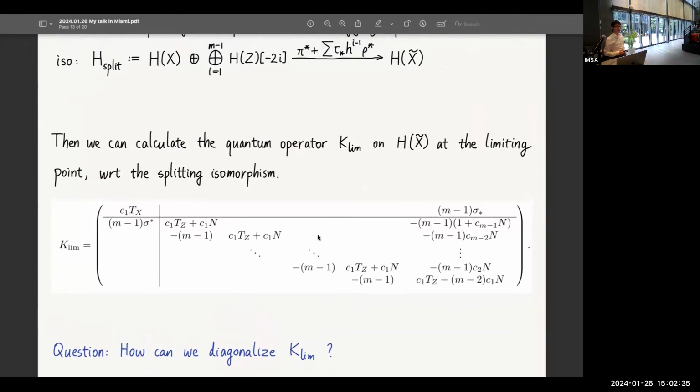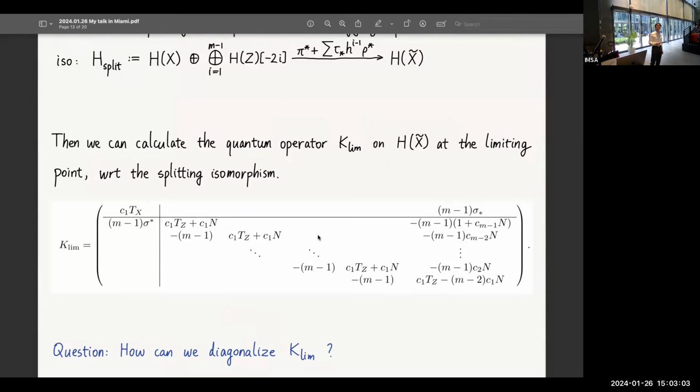And now, since our goal is to get a decomposition formula for the F bundle for X tilde, and we have this K at this limiting point. So the question is, how can we diagonalize? The first question is, what can we do to diagonalize this matrix, this K limit, this matrix at this limiting point?